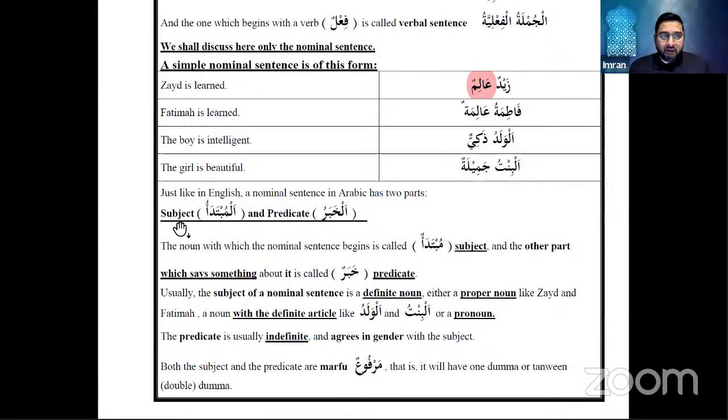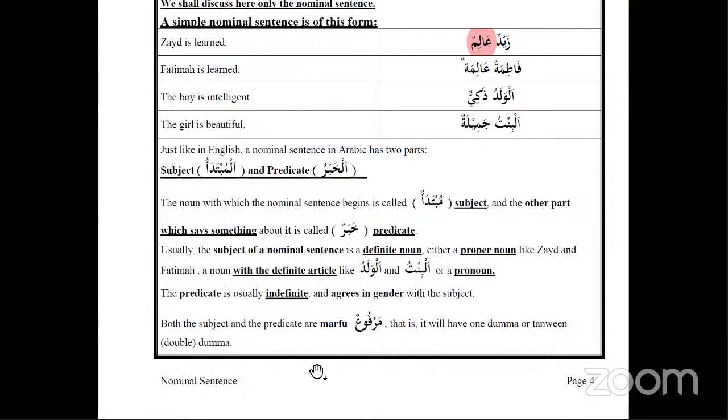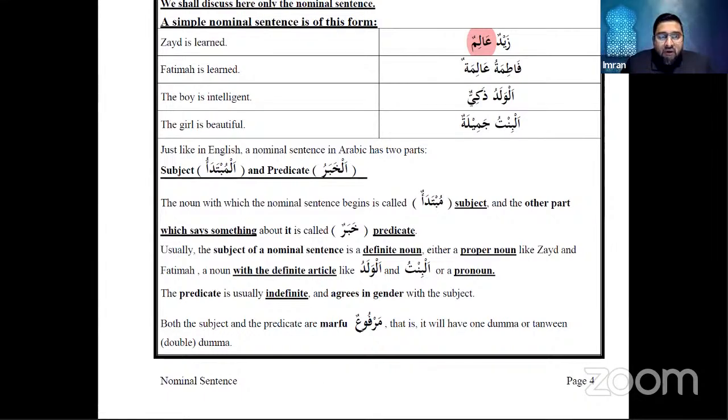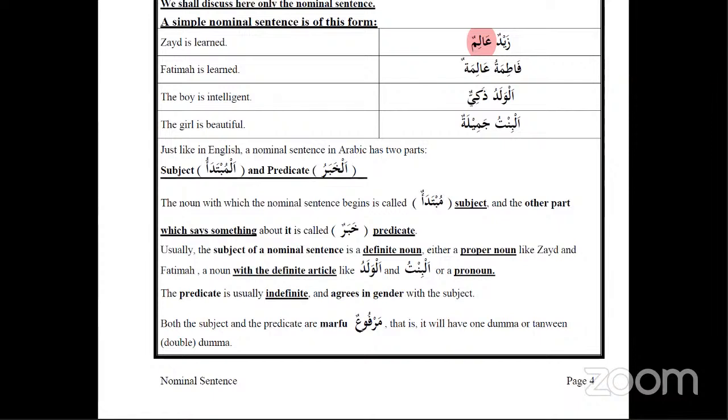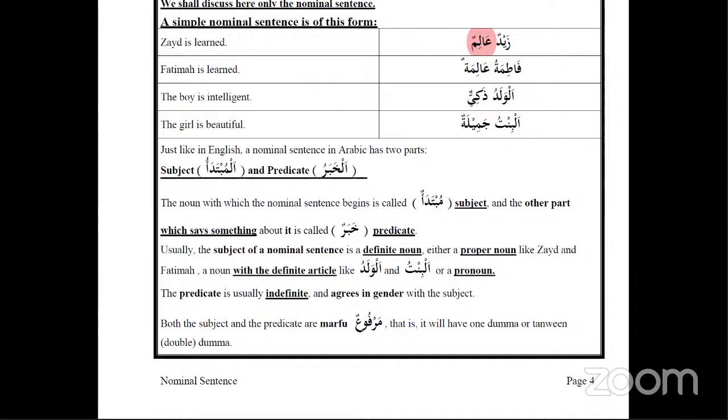Kindly start from here. Subject al-mubtada'u and predicate al-khabaru. If you can start from there, I will explain afterwards. Go ahead, sister. Yeah, the noun with which the nominal sentence begins, from there. The noun with which a nominal sentence begins is called mubtada'un, or subject, and the other part which says something about it is called khabarun or predicate.